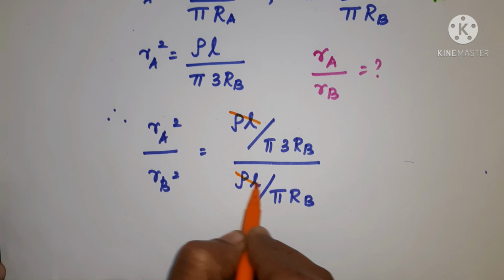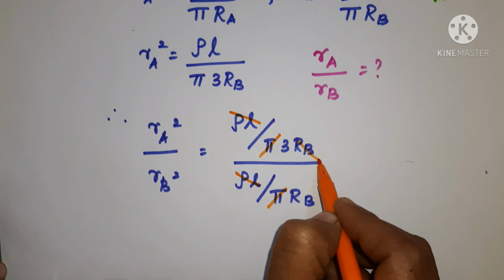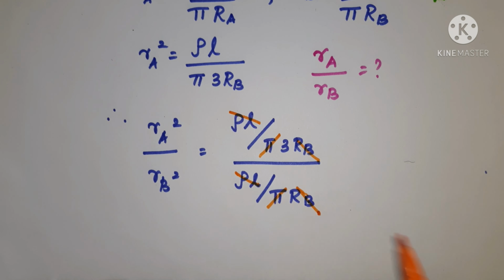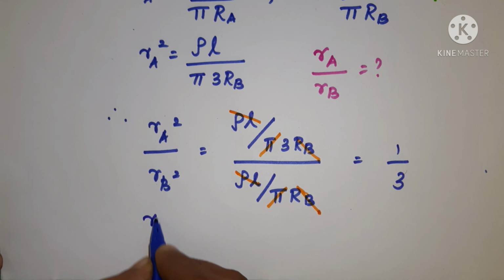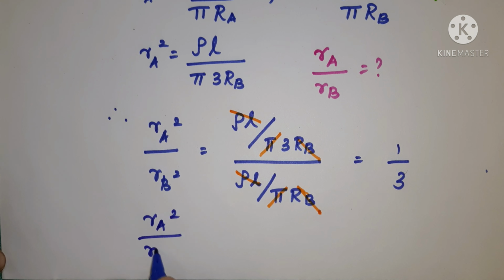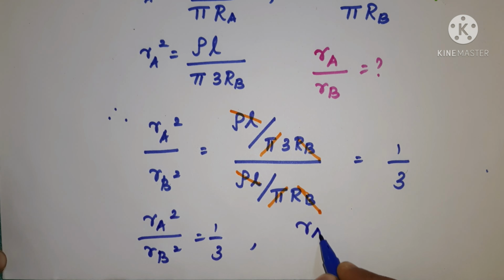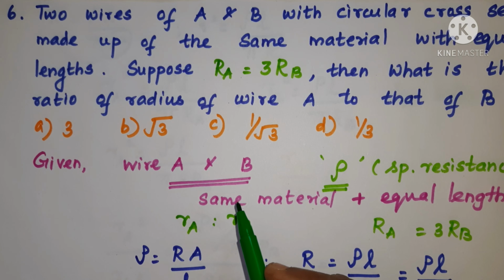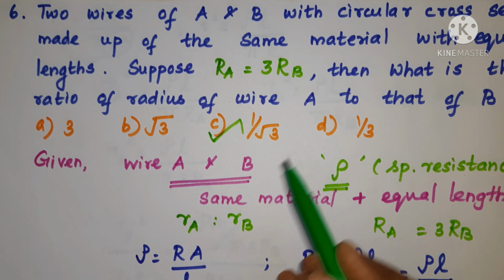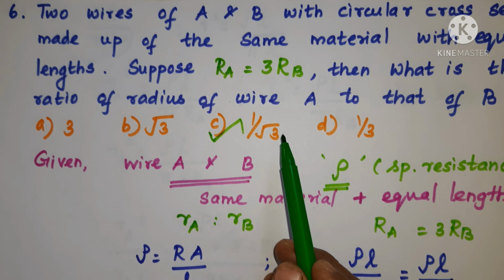Rho L and rho L, pi, RB will be getting cancelled. Remaining, we have that to be 1 by 3. Therefore, we can write RA square by RB square is equal to 1 by 3. Then RA by RB is equal to 1 by square root of 3. Option C is the correct one, 1 by root 3.